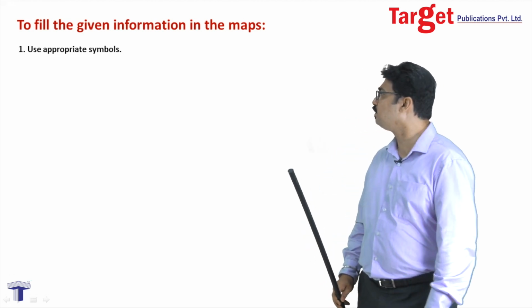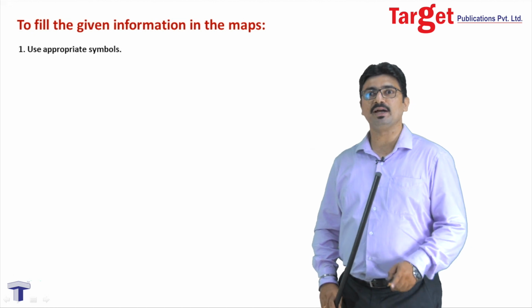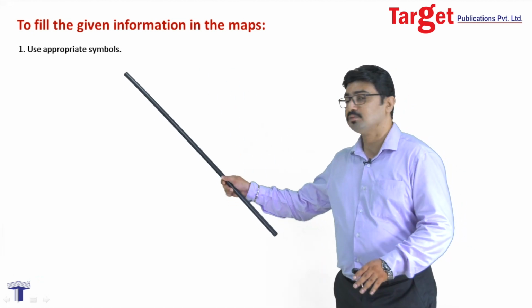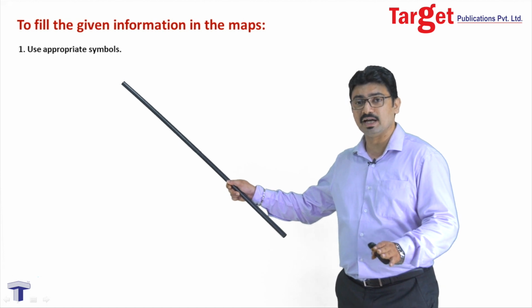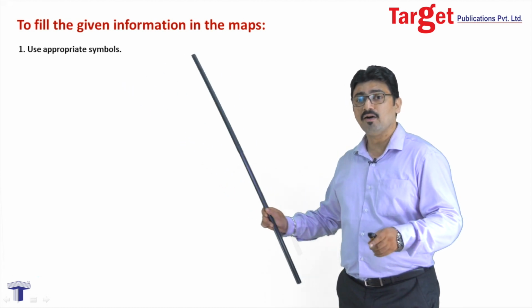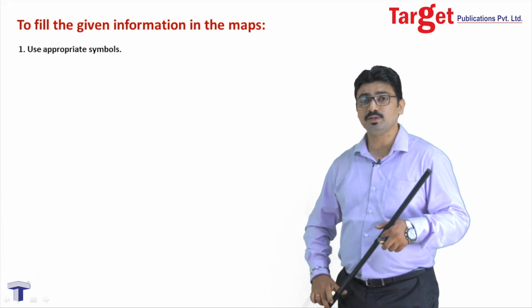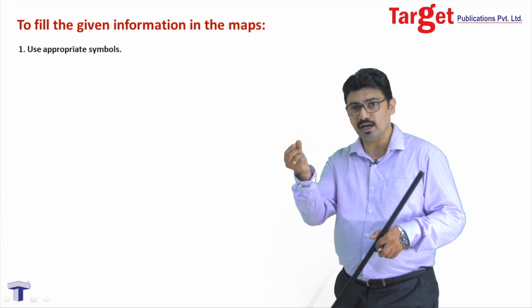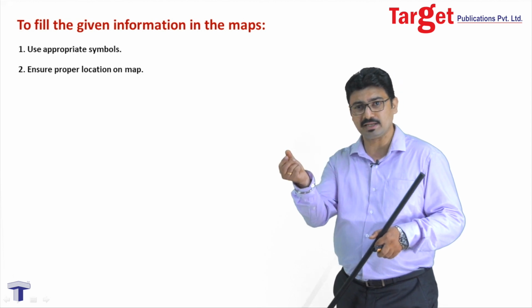The first point that we need to understand is to use appropriate symbols. I have been highlighting this throughout this discussion, right? We have given you certain symbols which are already decided, and I have also told you to decide symbols which have not been pre-decided, use appropriate signs like an aeroplane for an airport, etc.